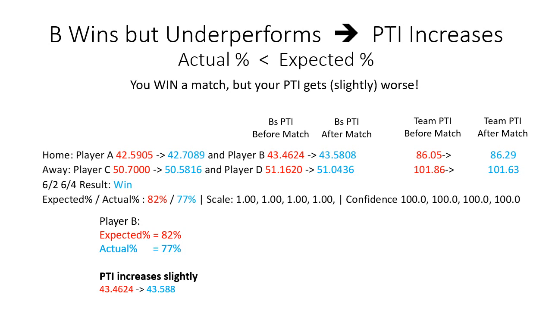Conversely, the away team experiences a slight decrease, or gets better, in their PTI. Player C goes from 50.7000 to 50.5816, and player D goes from 51.1620 to 51.0436. Again, a small change.